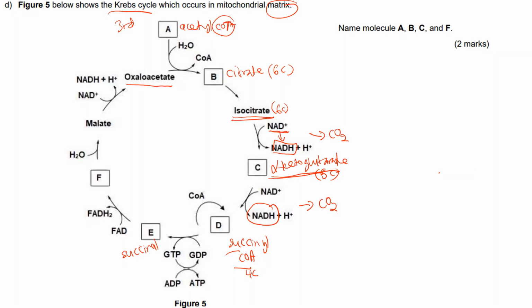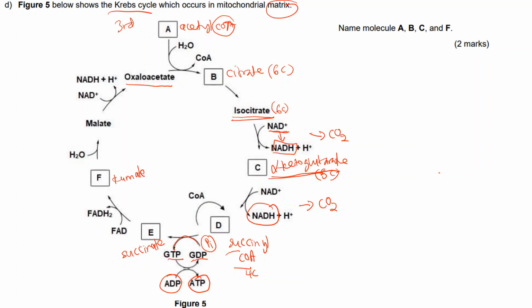Succinate, and during the conversion, one molecule of ATP will be produced. So during this reaction, one inorganic phosphate will be added to succinate, and then the inorganic phosphate will be received by GDP. GDP becomes GTP, guanosine triphosphate, and then the phosphate of GTP will be given to ADP, and ADP will become ATP. Succinate, which is molecule E, will be converted into fumarate.